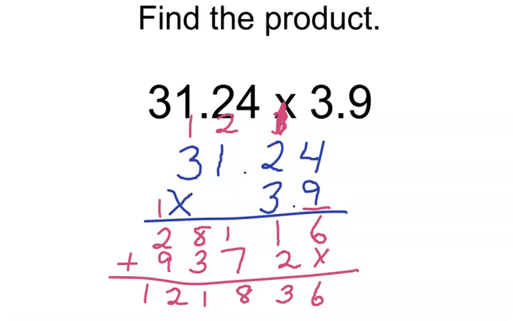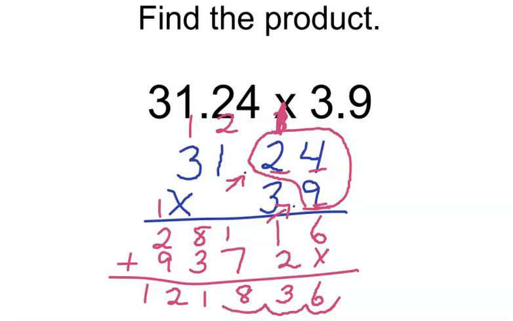Okay, so at this point we have 1, 2, 1, 8, 3, 6. So now we have to look at the decimals up here. So how many numbers are to the right of these decimals? Well, there's going to be 1, 2, 3 numbers. So we'll go over 1, 2, 3 places. So the answer to this is 121.836. 121.836 is the product.